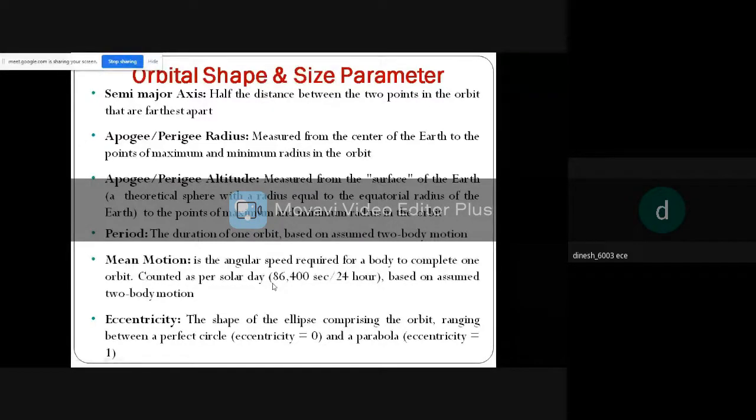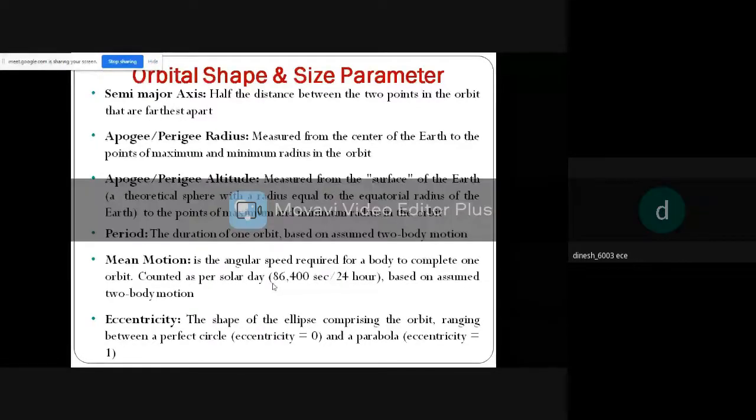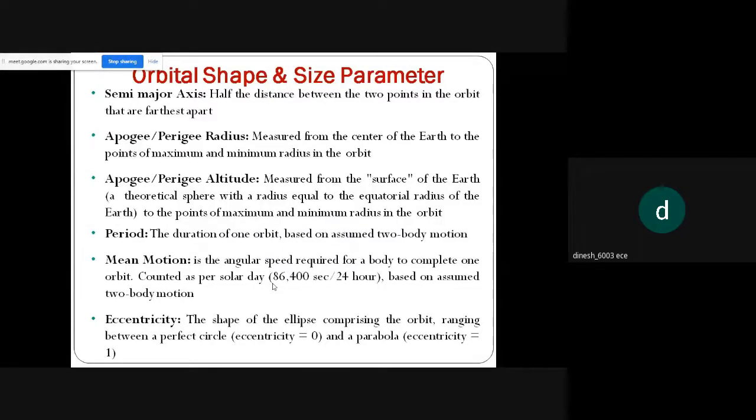Two body motion is simply a satellite revolving around the earth, or a smaller body revolving around a larger body. Whatever it might be, it could be an artificial satellite or a natural satellite, it doesn't matter. We compute it for 24 hours or 86,400 seconds.